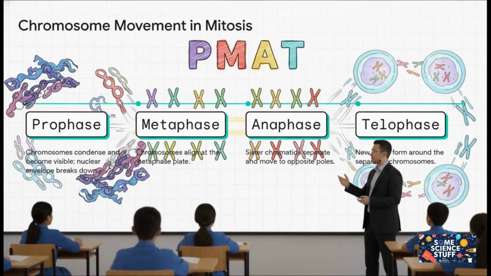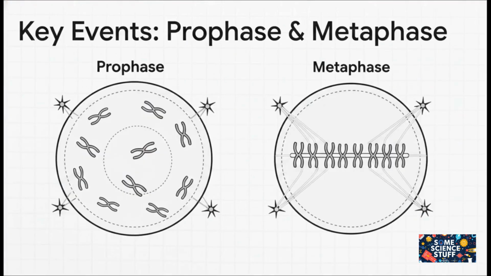PMAT. That's P for prophase, where the chromosomes pack up, M for metaphase, where they meet in the middle, A for anaphase, where they move apart, and T for telophase, where you get two new cells at the end. PMAT. Easy, right? So let's zoom in a bit.